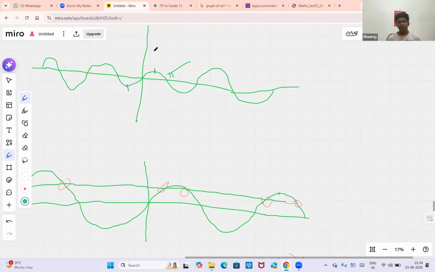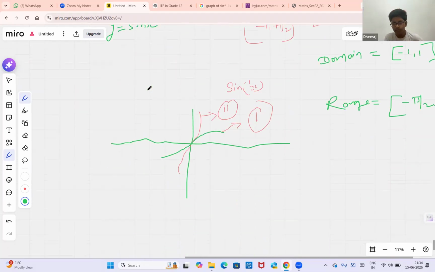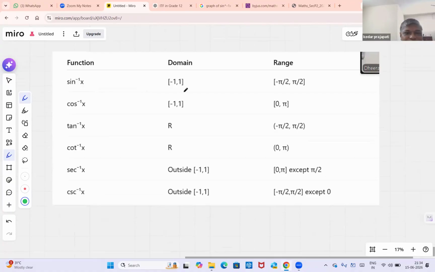Now in the exam, even if they give you the domain, the range, or this figure and the graph of sine inverse x, will you be able to do it? So sine inverse x domain is minus 1 to 1, and range is this. So we understood this.